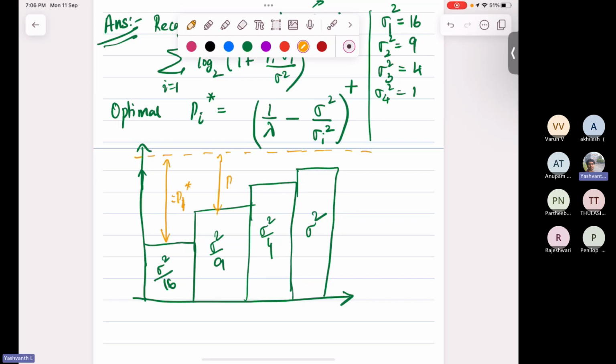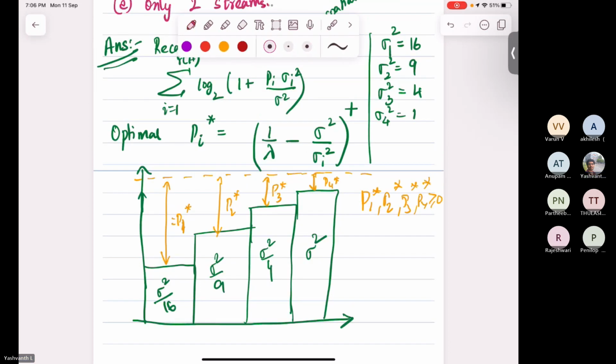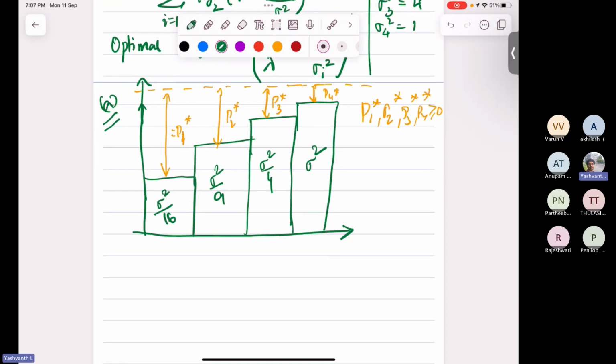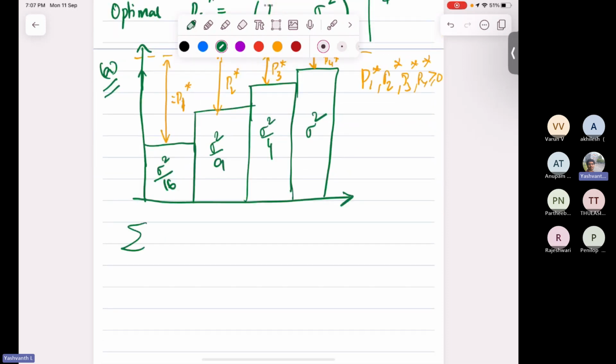Now the question is, what P tot do I need so that all the 4 will get power? What does it mean? I need to put a sufficient amount of water so that all the bars are submerged. This is P1 star, this is P2 star, this is P3 star, and this is P4 star, and all of P1 star, P2 star, P3 star, and P4 star should be greater than or equal to 0. So this is the first condition. It means the summation over i equal to 1 to 4 of P_i star equals P tot. That is our constraint.